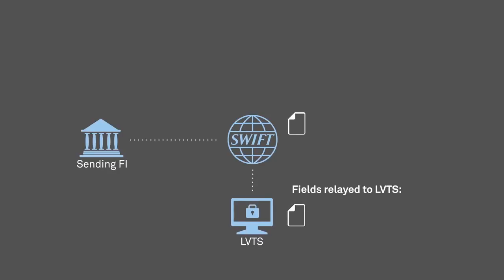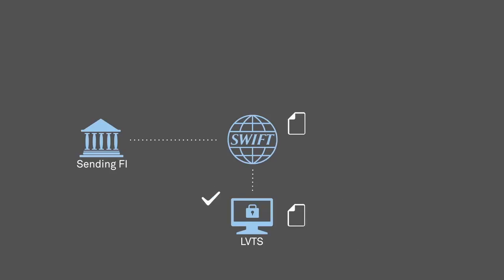The only fields from the payment message that are relayed to LVTS are sending and receiving FI, amount, value date, and currency. This is the minimum information required for LVTS to perform its risk control evaluation of a payment. No client information regarding account numbers or remittance information is provided to the CPA, so privacy and confidentiality between the customer and its FI is maintained.